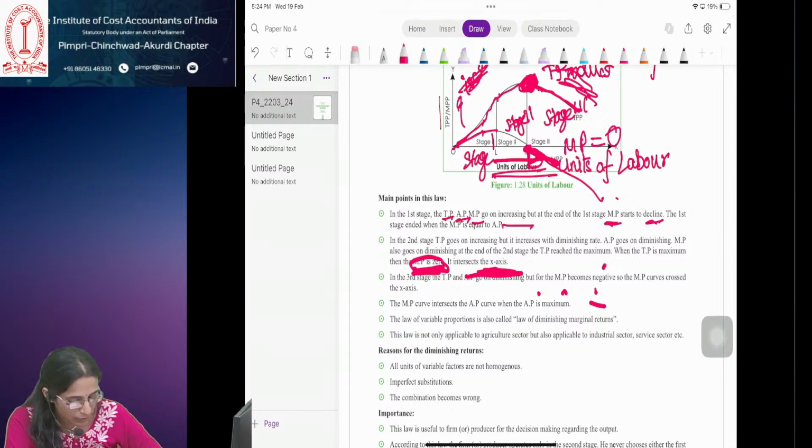The law of variable proportion is also called the law of diminishing marginal returns. Why? We saw utility and the same impact it is bringing here. I told you previously, at the start, right? It is the law of diminishing marginal returns because the same impact it is bringing. What we discussed in case of total utility, marginal utility is the same in the case of total product, marginal product. So both are the same. The law is applicable everywhere, in the agriculture sector, industrial sector, service sector. Okay.